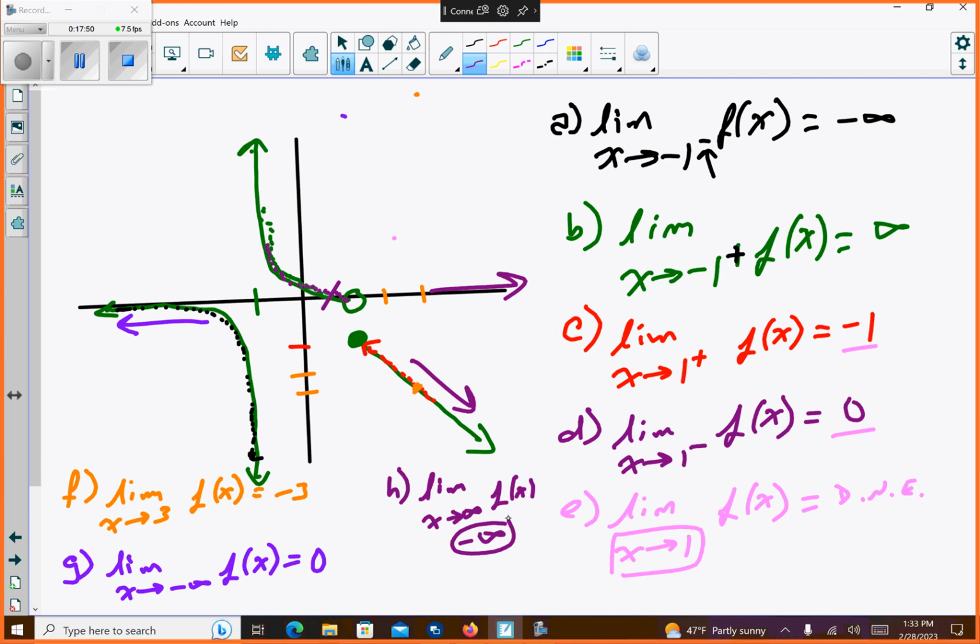Hey, we are doing limits, my friends. Welcome to the world of calculus. Is that all they do? No, they do more. All right.